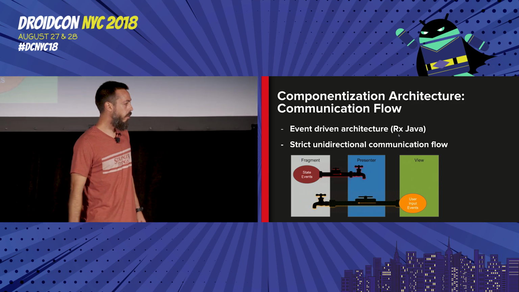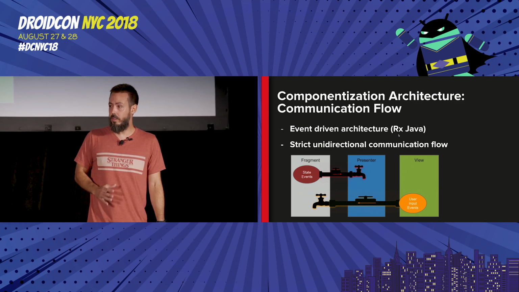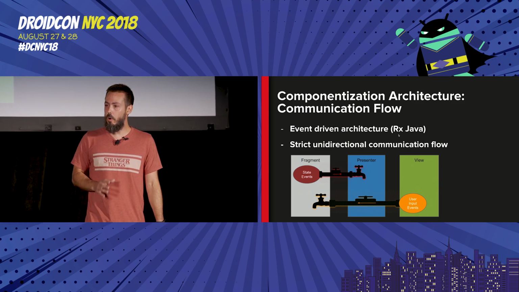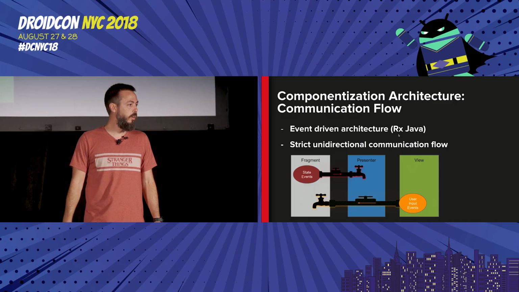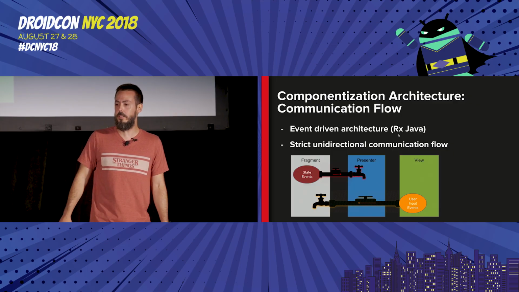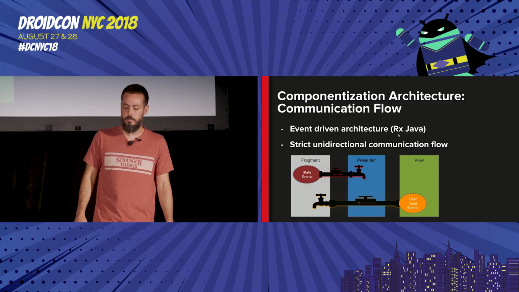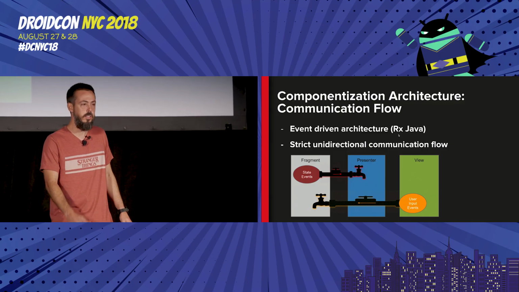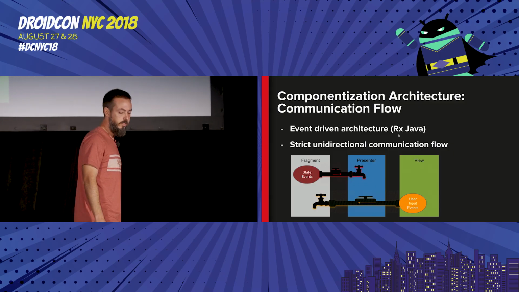By the way, on Netflix, we use Kotlin for everything. Every new code that we write is all Kotlin. We still have the Java code, but everything new we write in Kotlin. And we use a lot of Rx, especially in this architecture.